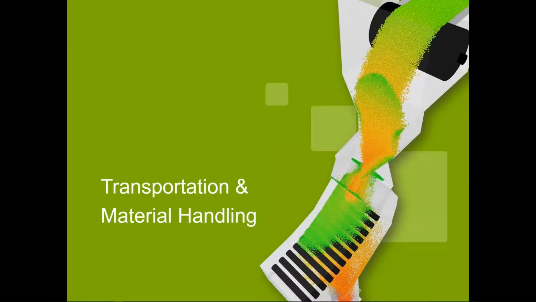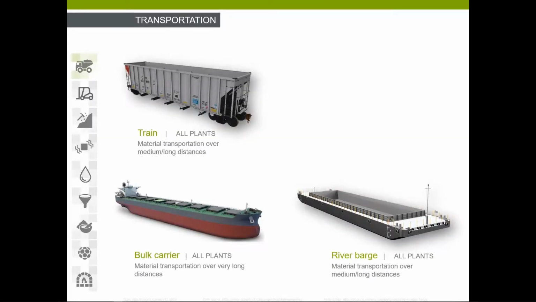and material handling operations. When transporting large bulk of material, it is crucial to do it efficiently. So these images in this slide show different transportation methods commonly used to transport iron ore, also coal, and other bulk materials. Although these three transportation methods have similar purposes, they are different in the way they operate.